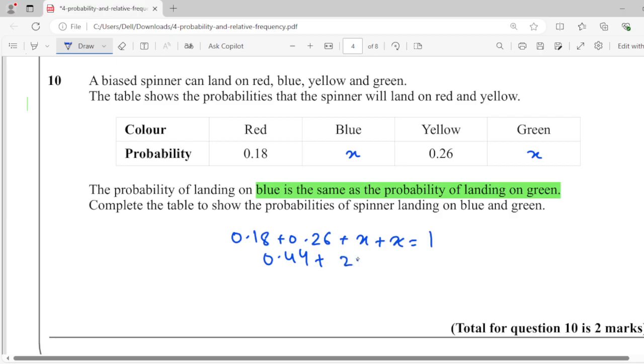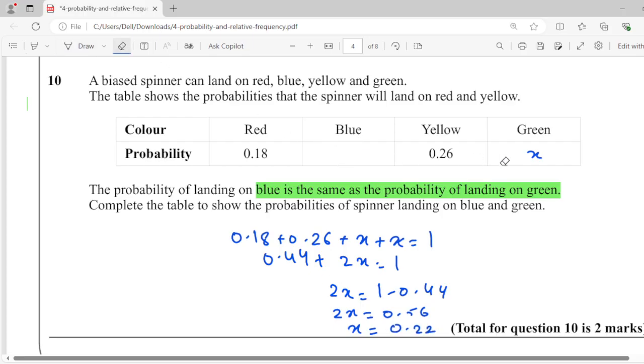x plus x is 2x. 2x is 1 take away 0.44, which is 0.56. x is 0.56 divided by 2, which is 0.28. So the probability of getting a blue or a green is 0.22. Both these probabilities are the same, and if you add all four of them, it will give you 1.